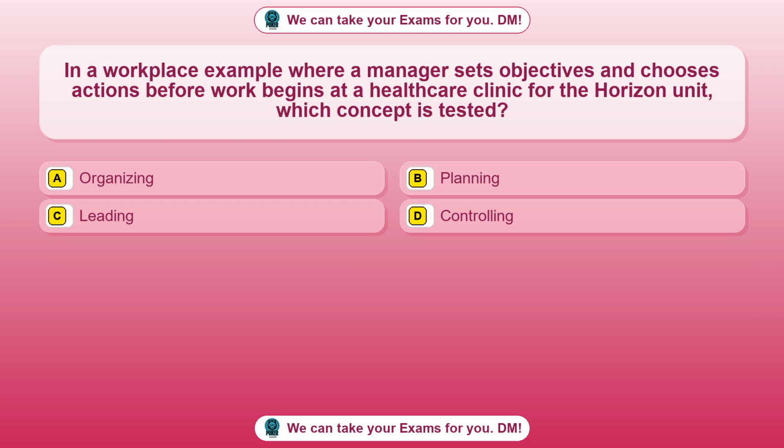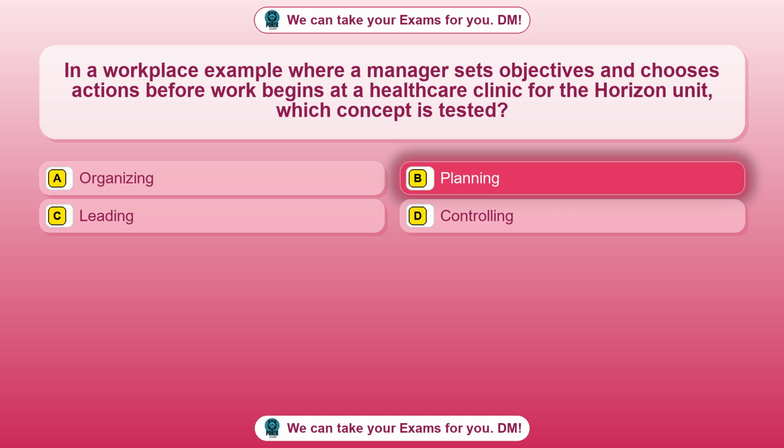Question 97. In a workplace example where a manager sets objectives and chooses actions before work begins at a healthcare clinic for the Horizon unit, which concept is tested? Option A, organizing. Option B, planning. Option C, leading. Option D, controlling. The correct answer is option B, planning.